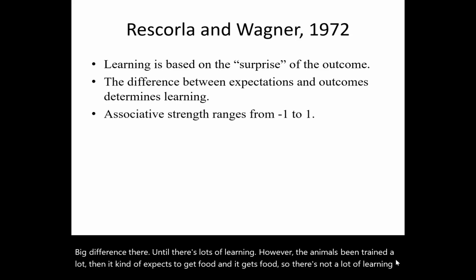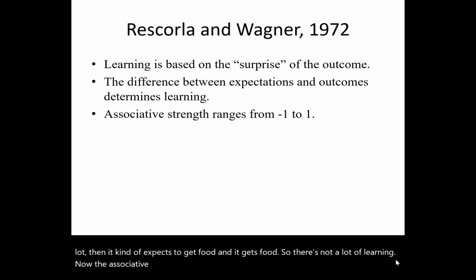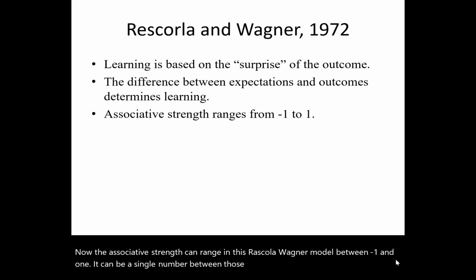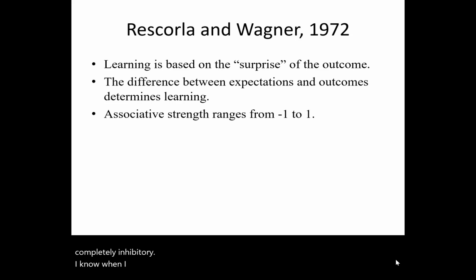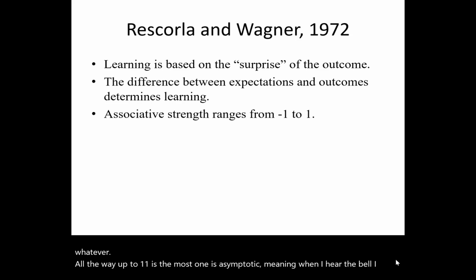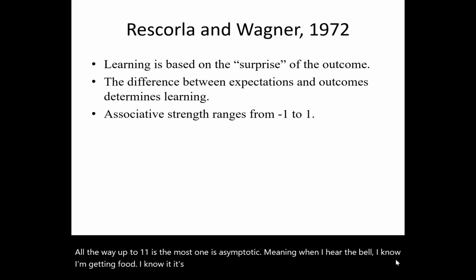Now, the associative strength can range in this Rescorla-Wagner model between -1 and 1. It can be a single number between those two. So a -1 means that the stimulus is completely inhibitory. I know when I hear that sound, there is no way I'm going to get the US, food or shock or whatever. All the way up to 1. 1 is the most. 1 is asymptotic, meaning when I hear the bell, I know I'm getting food. I know it. It's perfect association.